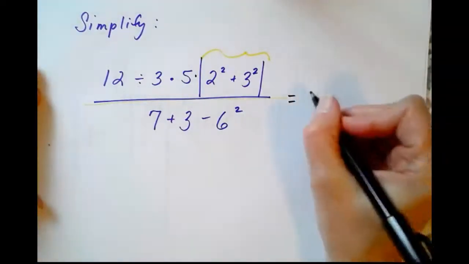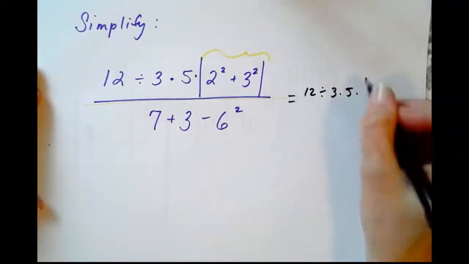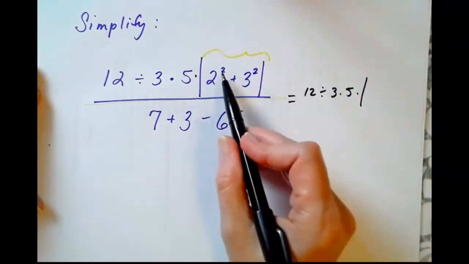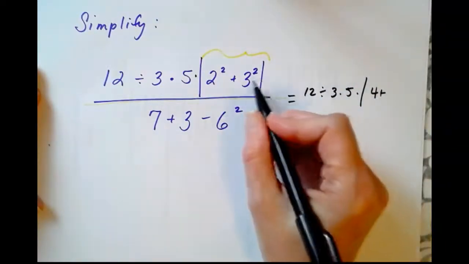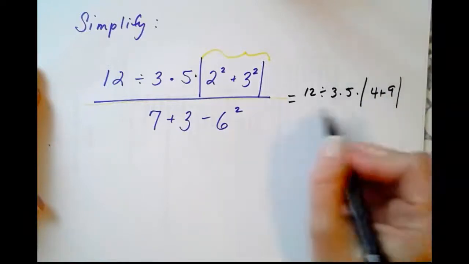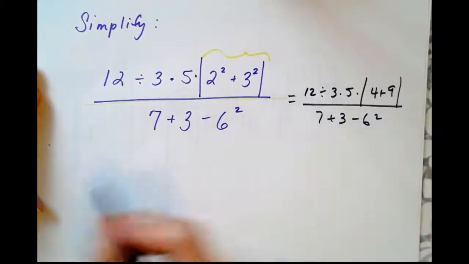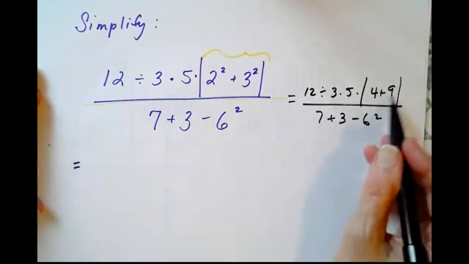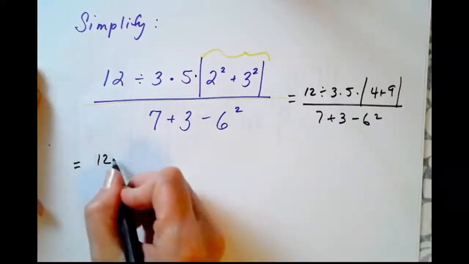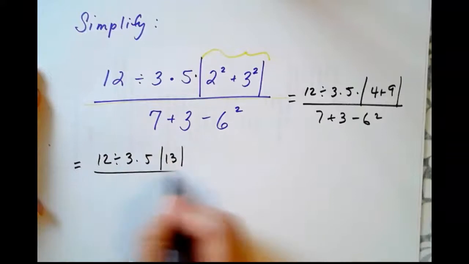So let's go for the top. 12 divided by 3 times 5 times absolute value here. 2 squared is 4. 3 squared is 9. And we're working inside those absolute value bars because they're a grouping symbol. So let's keep going. So inside 4 plus 9 is 13. And yes, I am showing every conceivable step here, but that's okay.